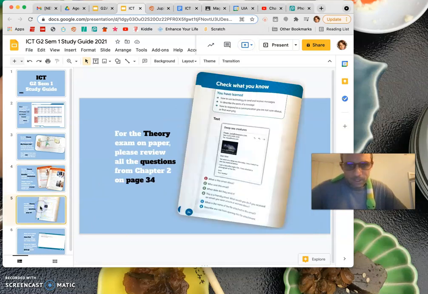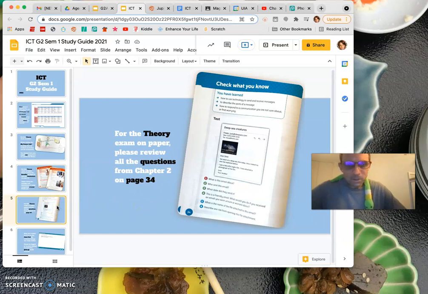Okay? This is from chapter 2. Check page 34. We have a bunch of questions about this email. We talked about this in class. Look at all these questions, 1, 2, 3, 4, 5, 6. Review all those questions, please. And that should be it.